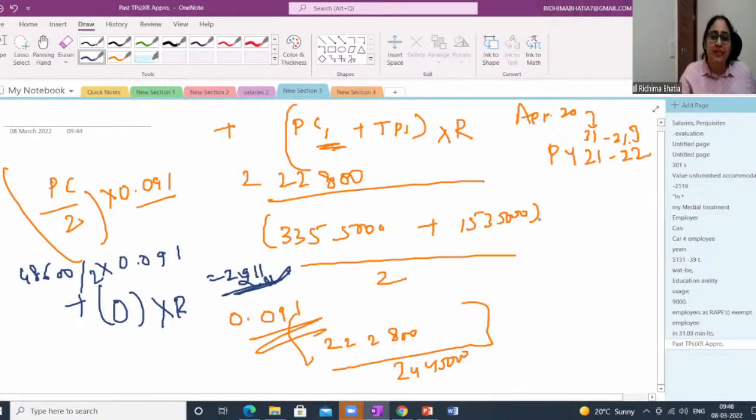For now, in most cases, PC1 and TP1 would be 0. Otherwise, TP1 would be given in the question. You do not have to calculate it. So simply keep it as the rule. Is there excess contribution? I have to calculate the R factor. R factor is nothing but the interest received during the year divided by the average of the provident fund balance. Interest received during the year is closing balance minus opening balance, that means whatever has happened in the year minus the contributions would be the interest during the year. Divided by the average would be my R factor. So 48,600, which is the excess amount over 7,50,000 of the employer, divided by 2 into 0.091.